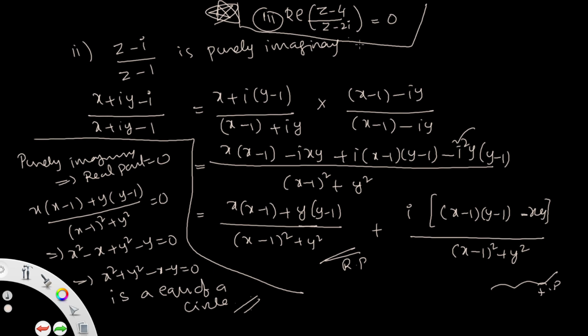First you simplify this total term, (z minus 4) by (z minus 2i), where z equals x plus iy: (x plus iy minus 4) by (x plus iy minus 2i). x minus 4 is the real part and iy is the imaginary part. In the denominator, x plus iy minus 2i, take i as common: x plus i into (y minus 2). Next multiply and divide with its conjugate, simplify, and take the real part and imaginary part separately. But in the question it is given that the real part is 0. Same thing, real part is 0. Then cross multiply, and you get the equation of a circle. That's all.